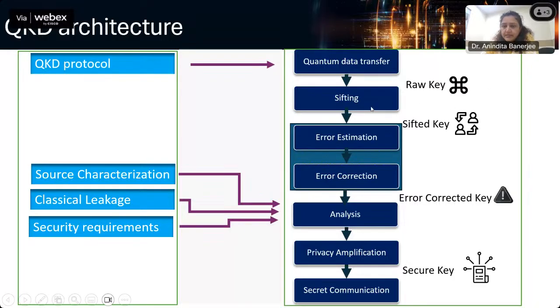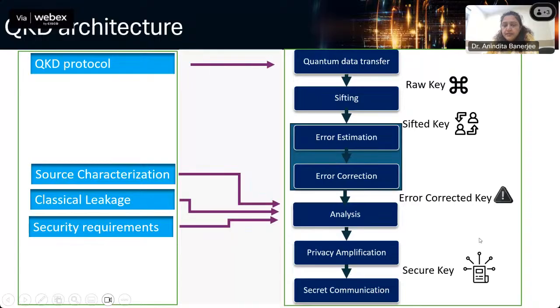So from the raw key, I'm getting the sifted key. Sifting depends upon the kind of protocol. From there, I will be estimating the error and doing the error correction. This quantum error correction is not the quantum computing's error correction. This is a classical error correction technique applied to obtain symmetric encryption keys at both sides. After that, we will be analyzing the leakages. After analyzing, we will be reducing the key again based on how much leakage has happened, and then we will be getting the final key.